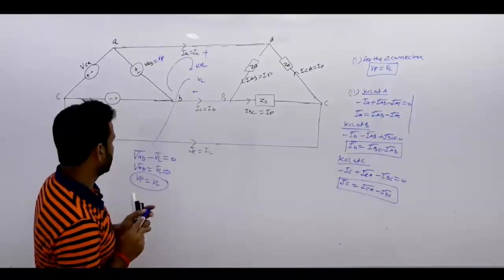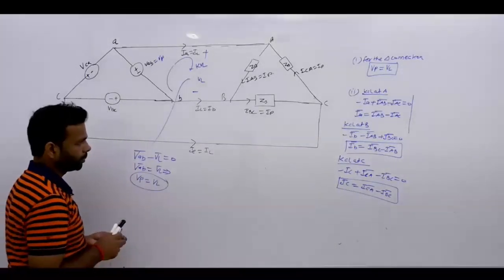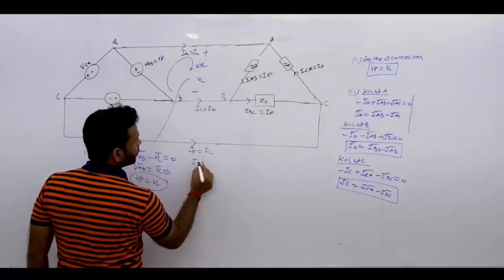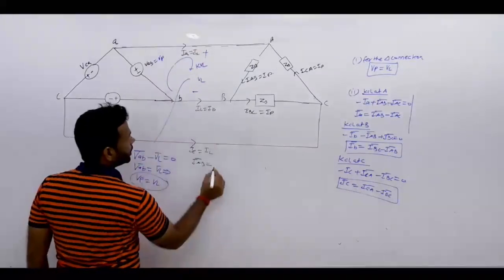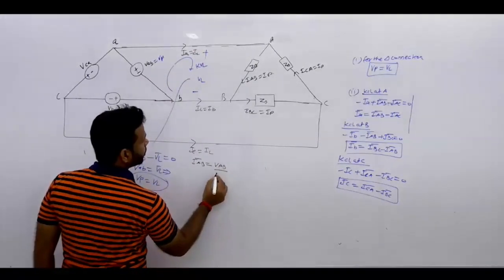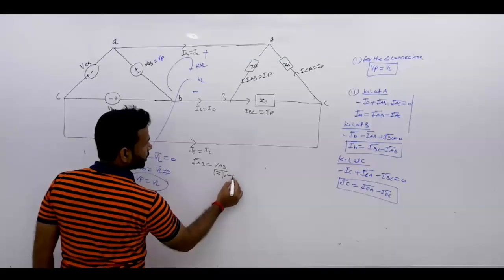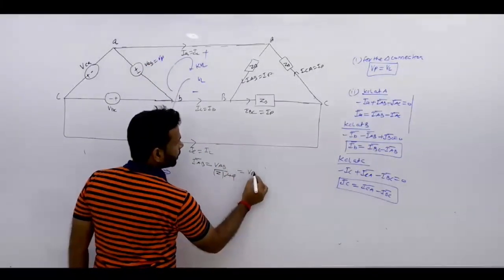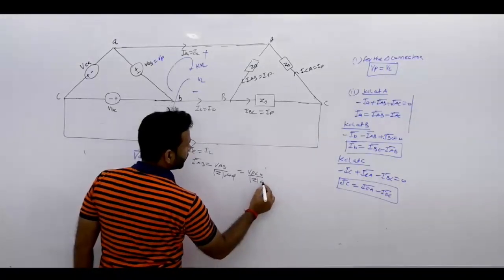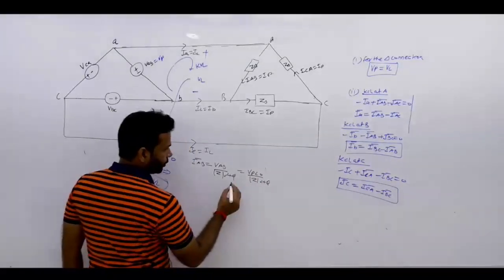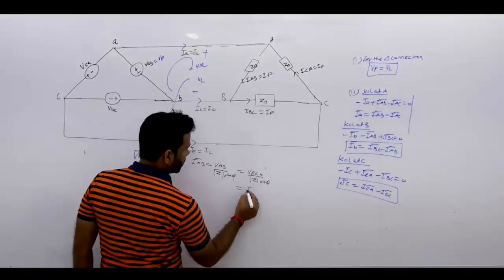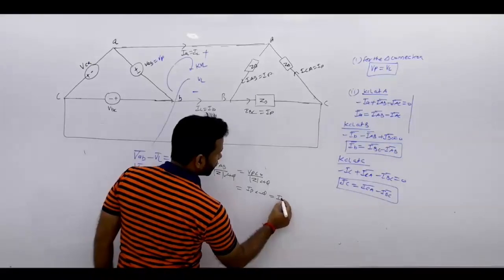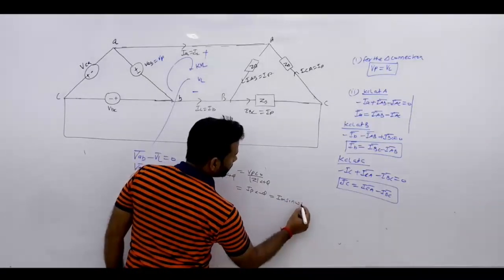Now, if you take IAB, what is IAB? This is VAB upon mod Z angle plus phi. And what is VAB? VAB is this voltage. So it is VP angle 0 degree divided by mod Z angle phi. ठीक है यहाँ तक. So if you see this, it is IP angle minus phi, and that can also be written as Im sin omega t minus phi.